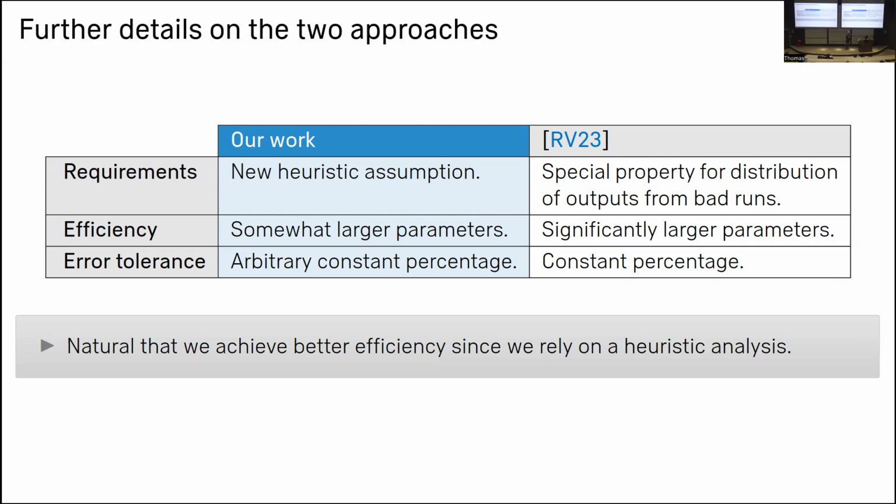Meanwhile, Regev and Vaikuntanathan's filtration method does not rely upon any new heuristic assumption, but it does require significantly larger parameters for the quantum algorithm and a significantly more costly quantum algorithm to achieve the same level of robustness. Note, however, that it's quite natural that our heuristic approach can achieve a better concrete efficiency than an approach which does not rely upon any heuristic assumptions.